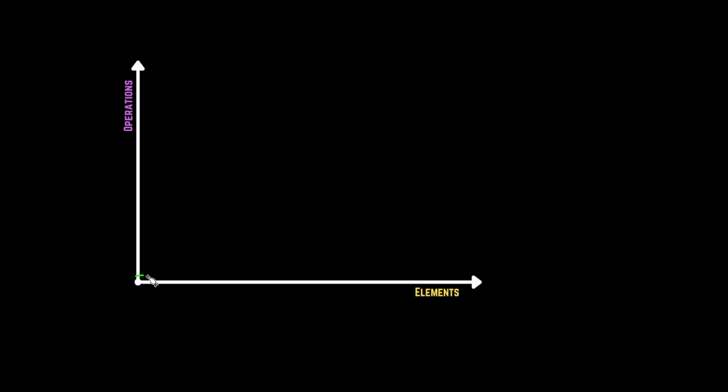If we plot this on a graph, this is how it's going to look like. It's a constant line. No matter how many elements we add, the number of operations remain constant. This is actually really good. Let's look at some actual code examples of operations that are constant.